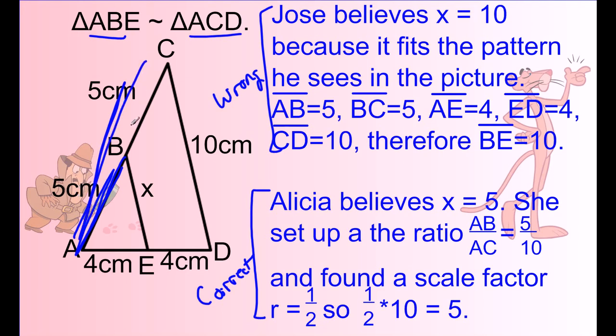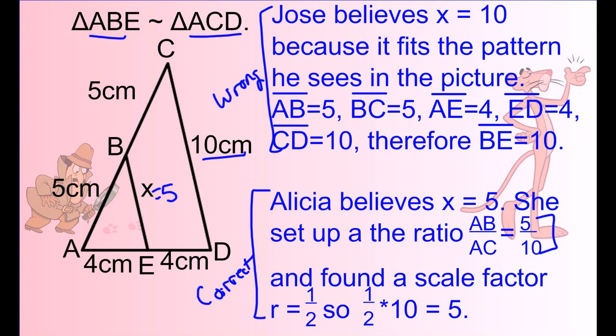you get 5 over 10. This is true. And so the ratio from the small triangle to the big triangle is 1/2. Therefore, half of 10 is 5. That is correct. That is one way of doing this.